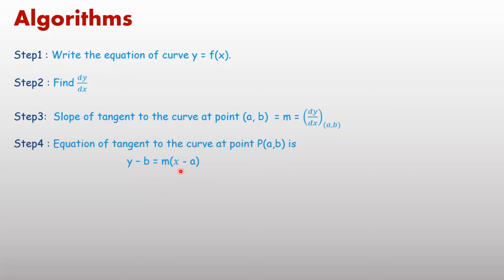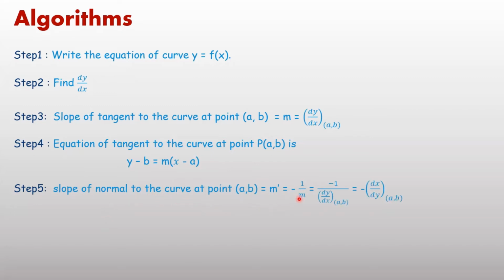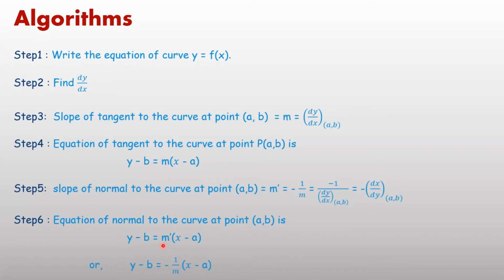And second case, the slope of normal we can write as m dash equal to minus 1 upon m, equal to minus 1 upon the value of dy by dx at (a, b), which we can write as minus dx by dy at (a, b). And then the equation of normal to the curve at point (a, b) we can write as y minus b equal to m dash into (x minus a), or in place of m dash we can write minus 1 upon m. In this process you can find the equation of tangent or the equation of normal at the given point.